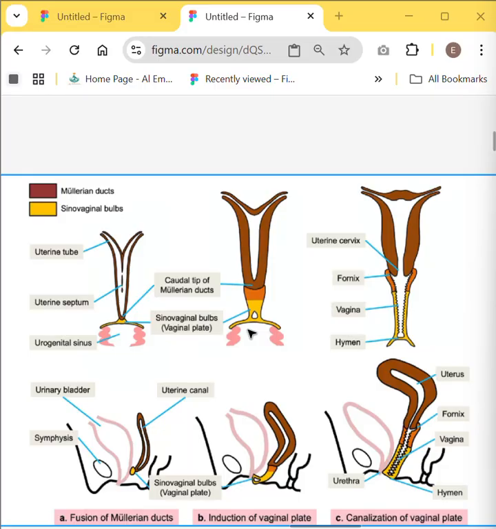So what did we just say? The midline fusion of these structures produces the uterus, cervix, and upper vagina, and the unfused caudal segments form the fallopian tubes. Now, the cells proliferate from the upper portion of the urogenital sinus. This is the urogenital sinus. The cells from the upper portion of the urogenital sinus proliferate to form structures called the sino-vaginal bulbs. This is the sino-vaginal bulb. The caudal extension of the Mullerian ducts projects into the posterior wall of the urogenital sinus as the Mullerian tubercle.